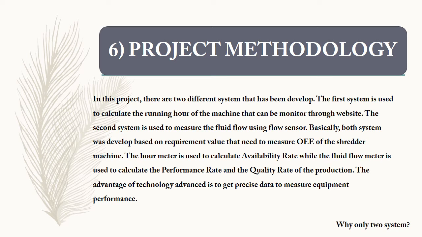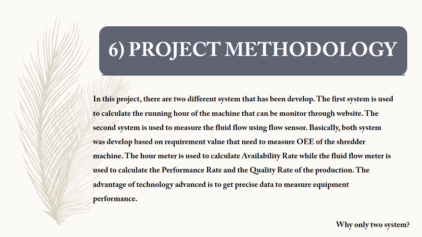In this project, two different systems have been developed. The first system is used to calculate the running hour of the machine, which can be monitored through a website. The second system is used to measure the fluid flow using a flow sensor. Basically, both systems were developed based on the requirement values needed to measure the OEE of the shredder machine. The hour meter is used to calculate the availability rate, while the fluid flow meter is used to calculate the performance rate and the quality rate of the production. The advantage of technological advancement is getting precise data to measure equipment performance.